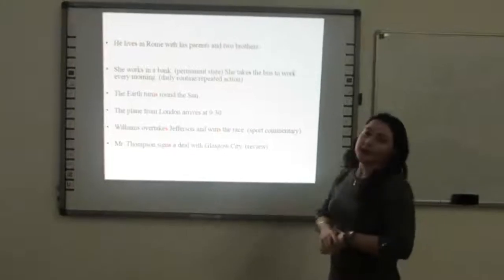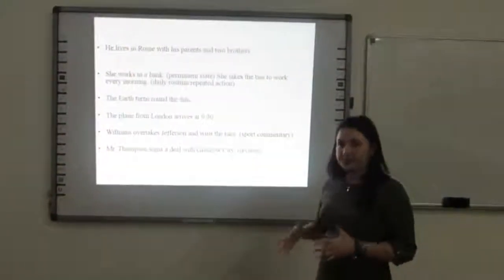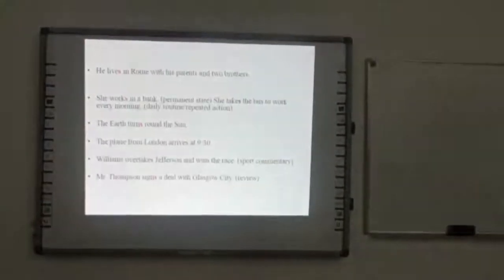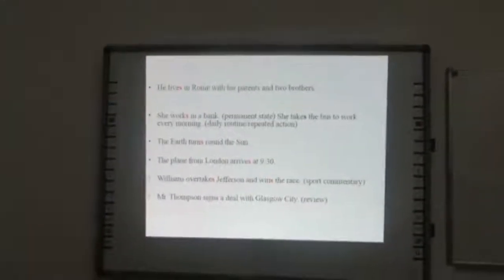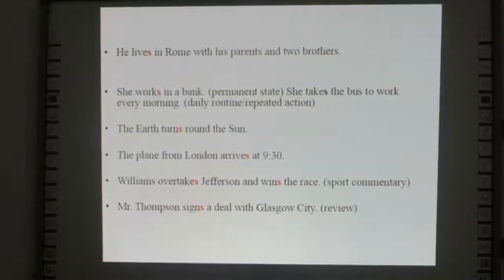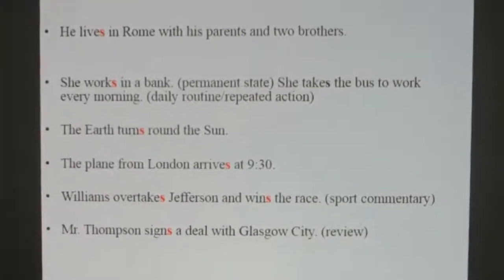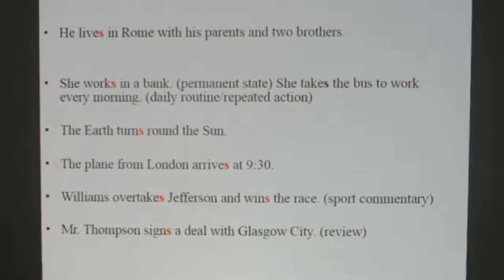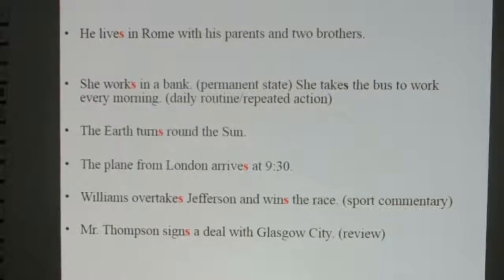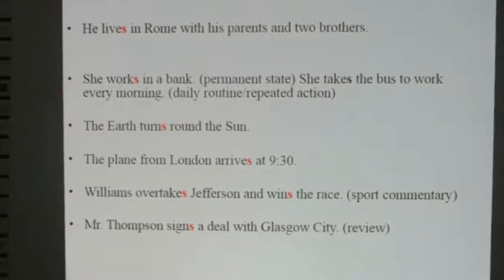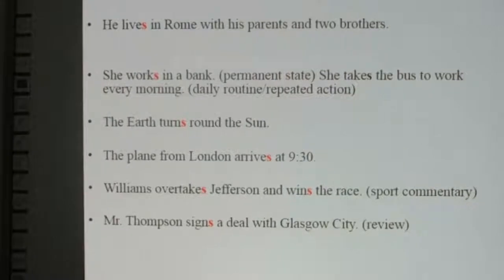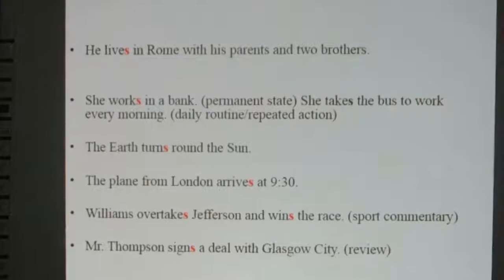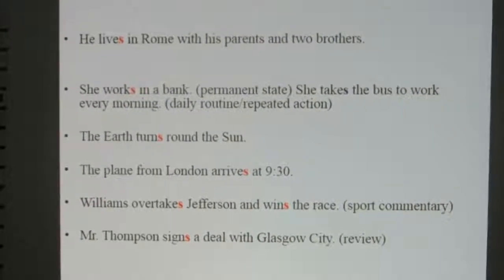And now let's get back to the usage of the present simple tense. So some examples. If we want to speak about a recurrent or permanent action in the present, he lives in Rome with his parents and 2 brothers. To express repeated actions and daily routines, she works in a bank, like a permanent state. She takes the bus to work every morning as a daily routine or as a repeated action.